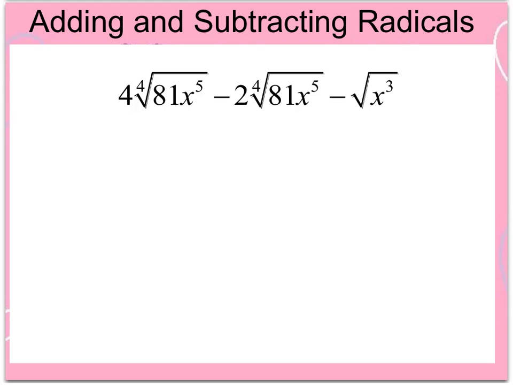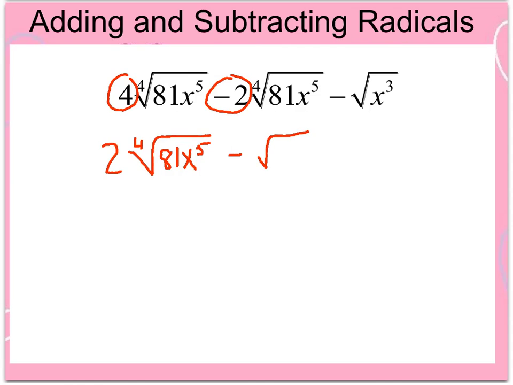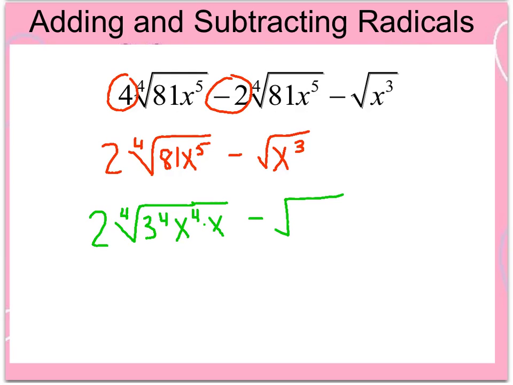These first two terms are like terms because they both have the same last name. So let's go ahead and subtract their coefficients. I cannot combine the remaining terms because one's a fourth root and one's a square root. Now we want to rewrite the first term so everything's to the fourth power. Well, 81 can be rewritten as 3 to the fourth power. X to the fifth can be rewritten as x to the fourth times x. And this last guy, we want everything to the second power. So let's rewrite that as x squared times x.